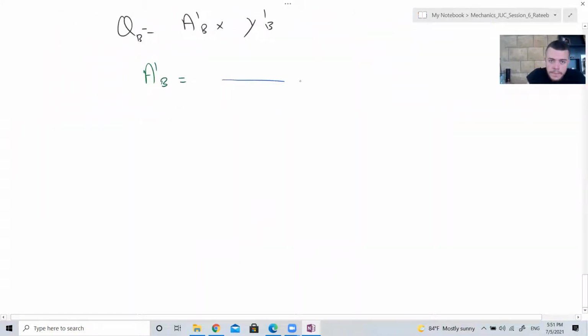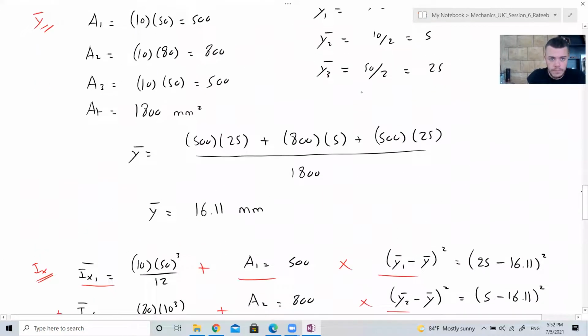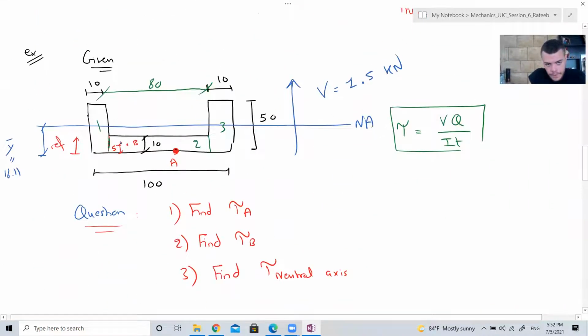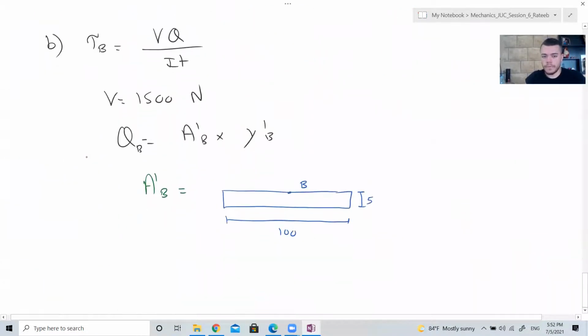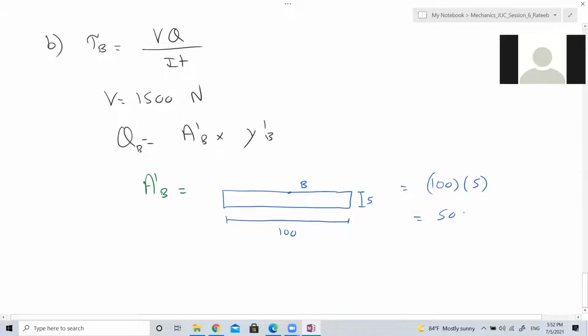So the area prime is going to be like this. This is 100 and this is 10. This is point B. Sorry, this is 5. Right? Here it's 5 and this is 100. I'm talking about this area. Understood? So it's 100 times 5, which is 500 millimeters squared.